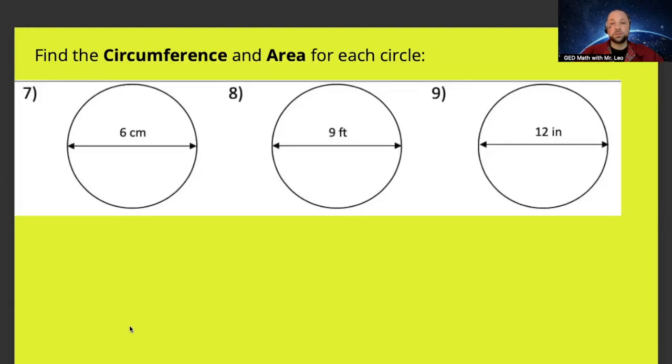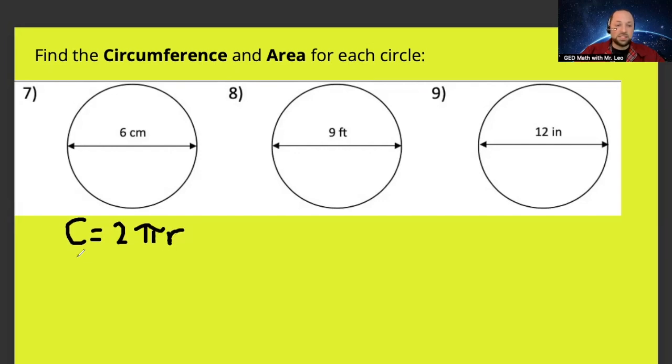All right, here's another page. The instructions say find circumference and area for each circle. So we'll do each one 2 different answers. For number 7, we'll start right here. This one labeled 6 centimeters. We're going to first find circumference and then the area. 2 separate answers. All right, so circumference, the first step, we have to write out the formula. C equals 2 pi r.